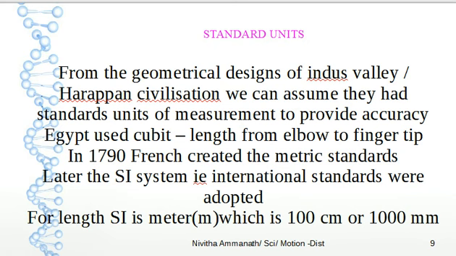Likewise, the pyramids of Giza in Egypt: to make such a pyramid, they need to know how long and how wide the base should be, so that such a conical figure with so much height can be built and remain for hundreds of years. So measurements and units were standardized even in those days, that is during the Harappan civilization or the Egyptian civilization. For example, Egypt used the cubit, that is the length from the elbow to the fingertip.